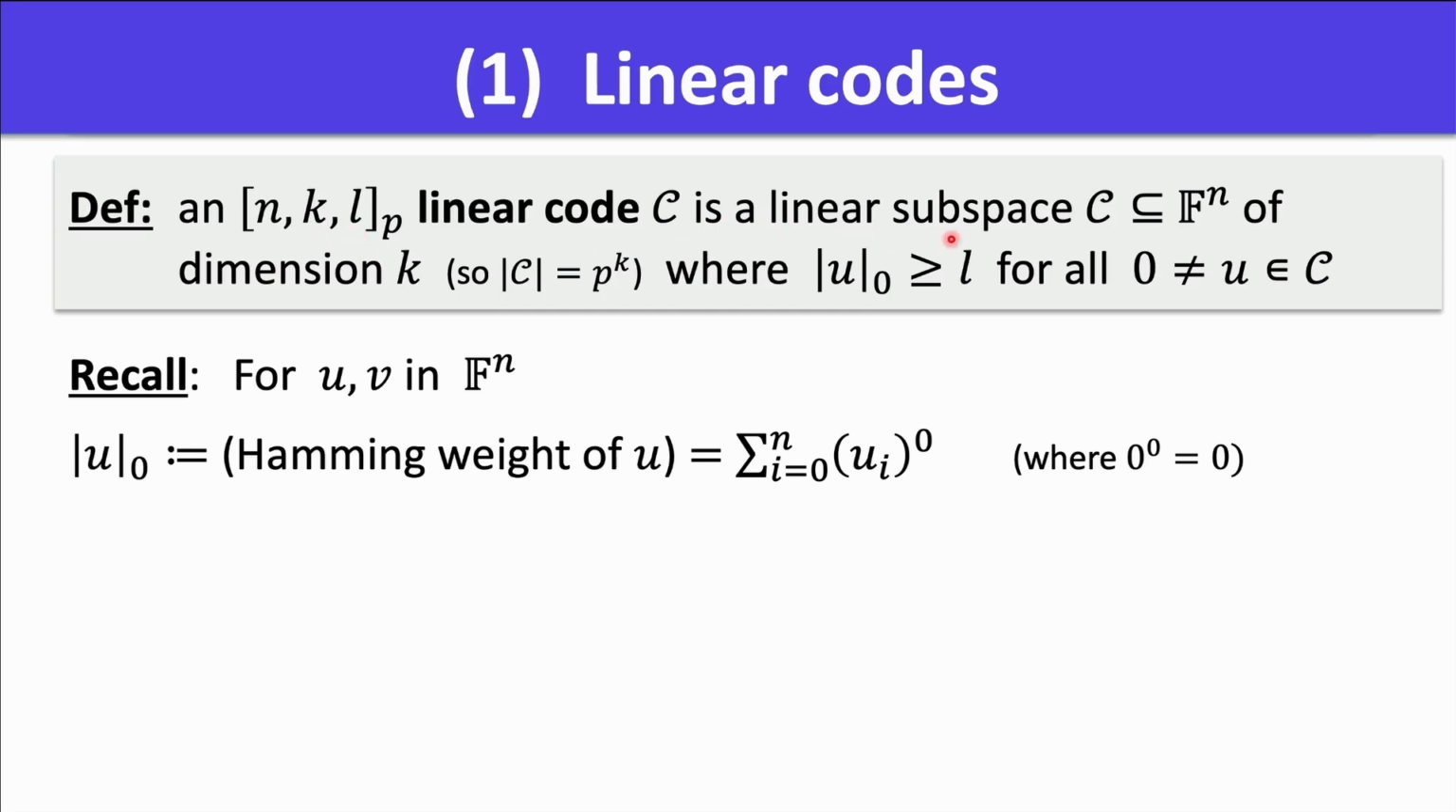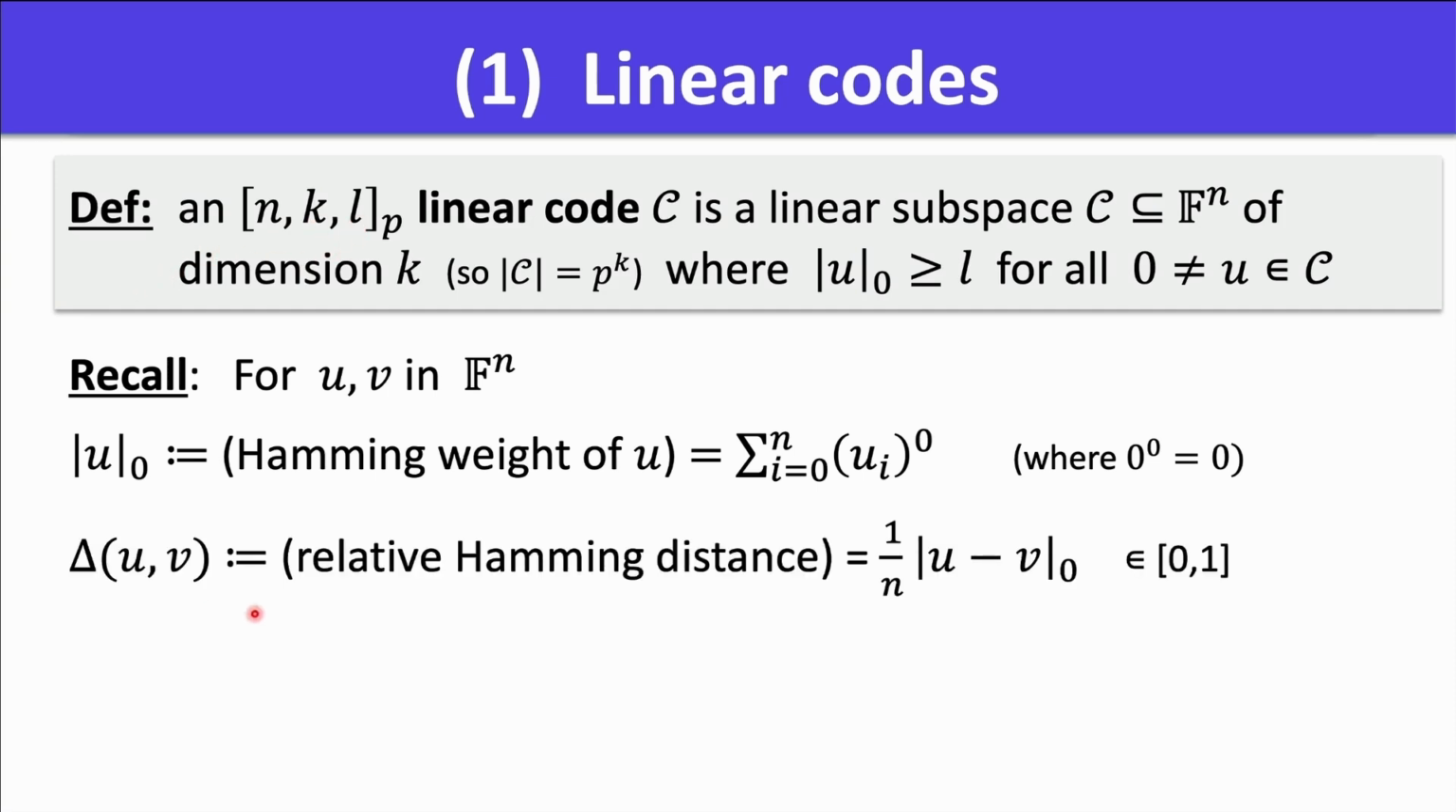So what does that mean? Again, C is a linear subspace of F to the n. Its dimension is k, and a space of dimension k has p to the k words in it, so that means the code has p to the k code words in it. And the main property is that every code word other than 0 has Hamming weight at least L. I want you to remember these parameters, n, k, and L: the length of the code words, the dimension of the space that defines the code, and the minimum Hamming weight of the code.